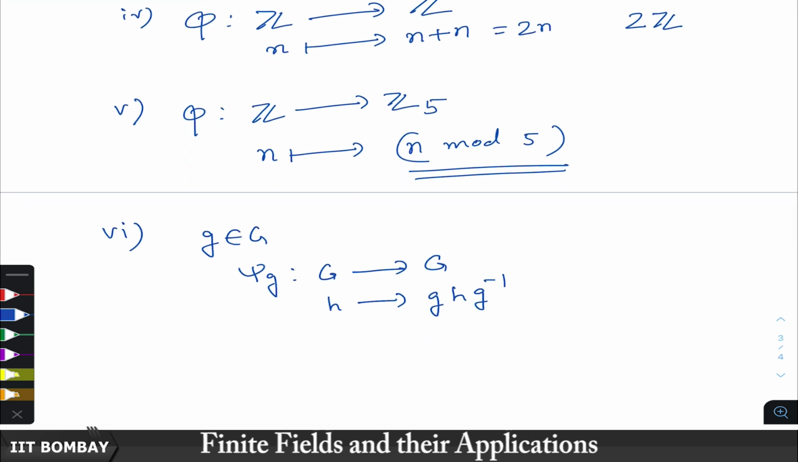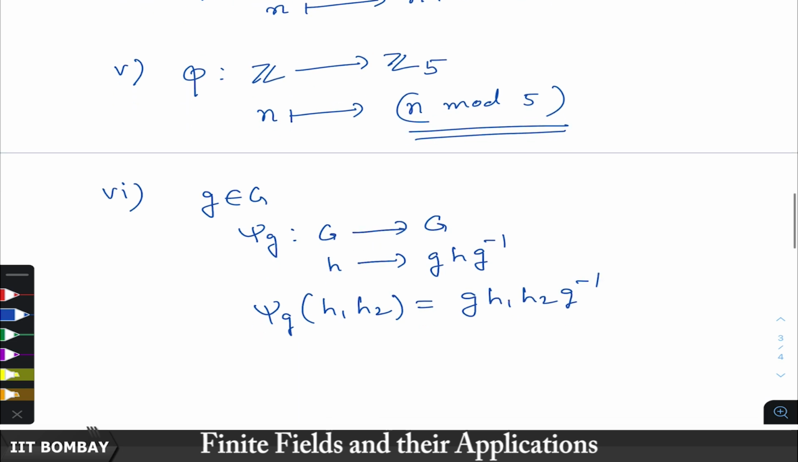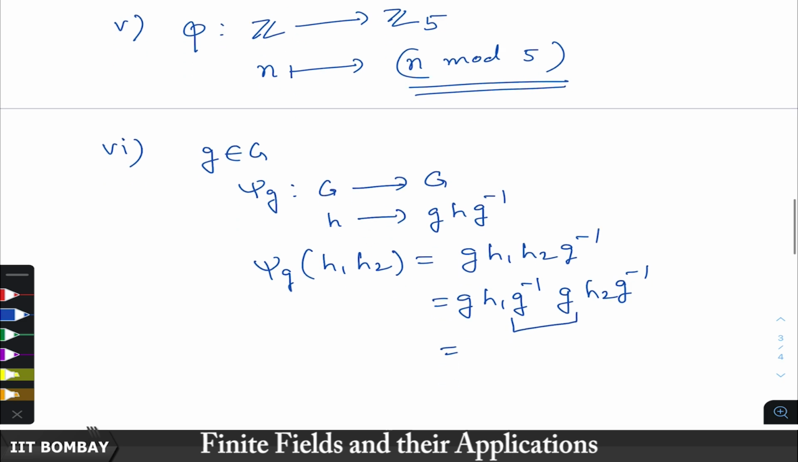It is easy to check again that it is a group homomorphism, because you take h1 h2, what does it give? It gives g h1 h2 g inverse, which can be written as g h1 g inverse times g h2 g inverse, because g inverse g is the identity element, and so we have psi g of h1 times psi g of h2. This part is psi g of h2, this part is psi g of h1. So, this is a group homomorphism.